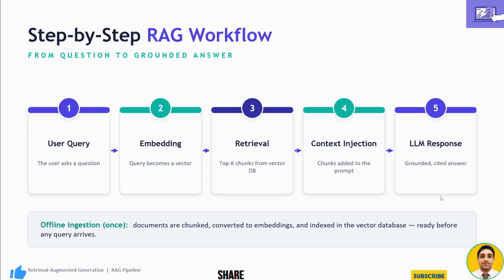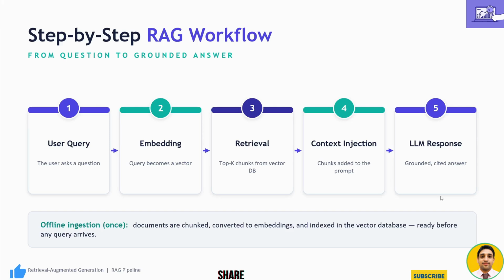Step 3 is retrieval. The system searches the vector database and pulls out the top k most relevant chunks of text, where k is simply the number of results we want. For example, the top 3 or top 5 most relevant pieces of information.